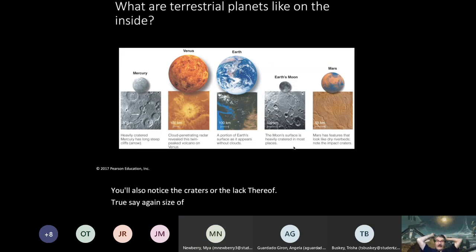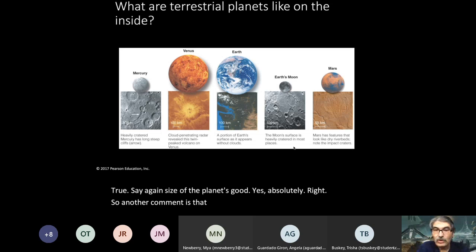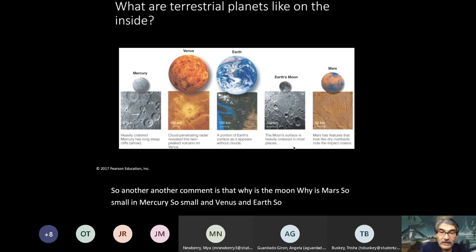Yes. Absolutely right. So another comment is, why is the moon so small? Why is Mars so small and Mercury so small and Venus and Earth so large? So that's another thing you'll notice.